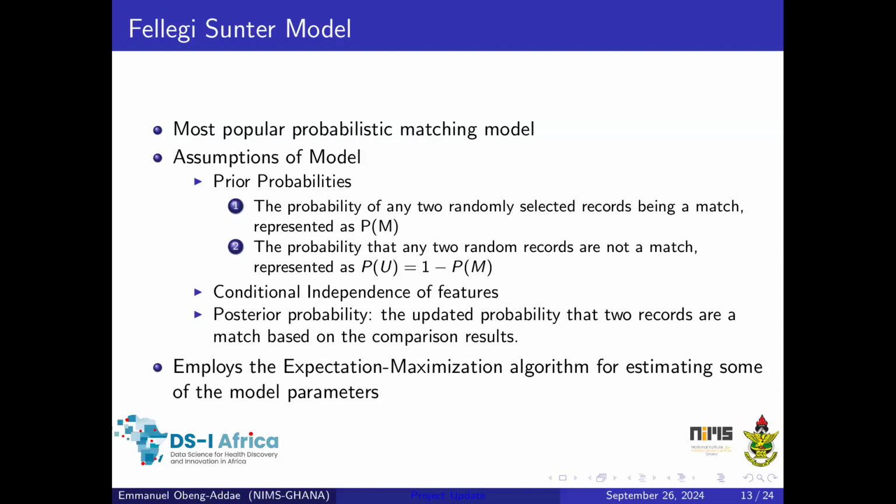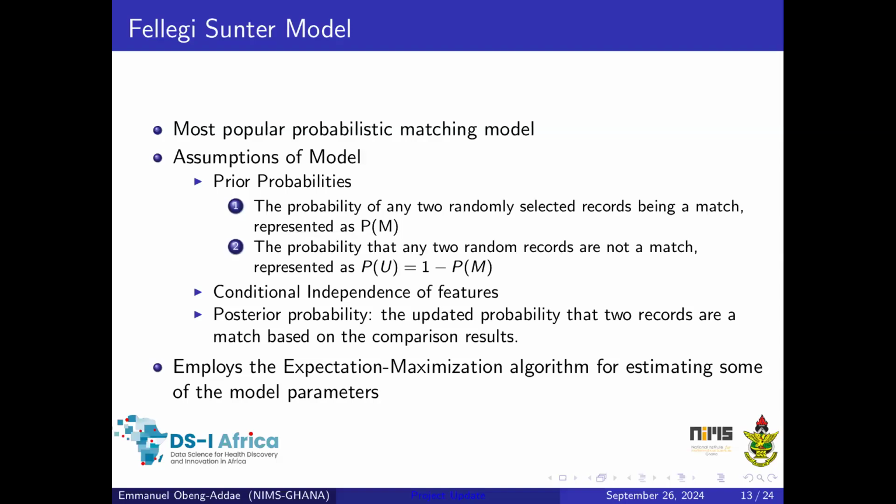And then the second prior probability we are looking at is the probability that any two randomly selected records are not a match. And this is represented by P of big U. And these two probabilities are actually complementary. That's why you can see that I've written that P of big U is equal to 1 minus P of big M. Then now the second assumption is the conditional independence of features.